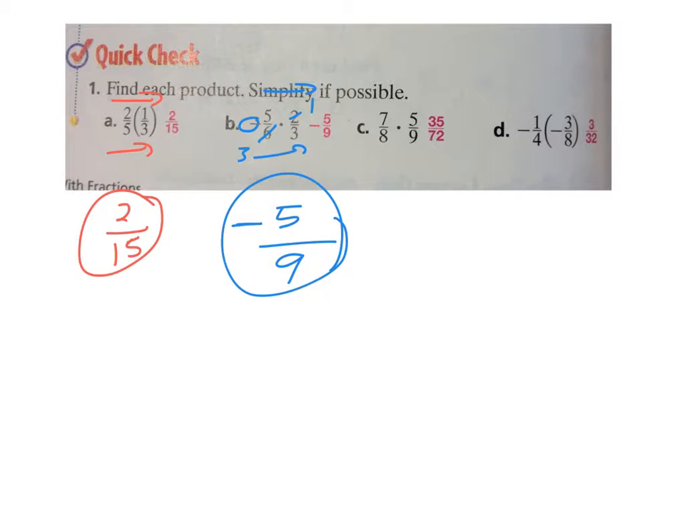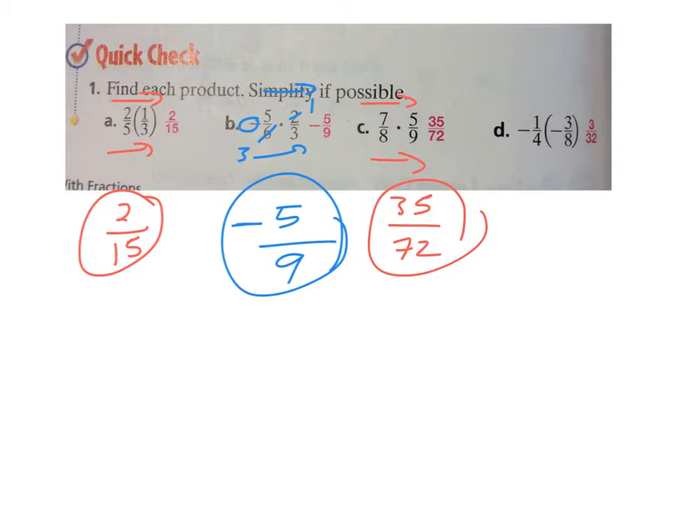C, let's take a look. Anything can reduce in advance there? 7 and 9, no. 8 and 5, no. So we're just going to multiply straight across there. 7 times 5 is 35. 8 times 9 is 72. That does not reduce, so we're done there.